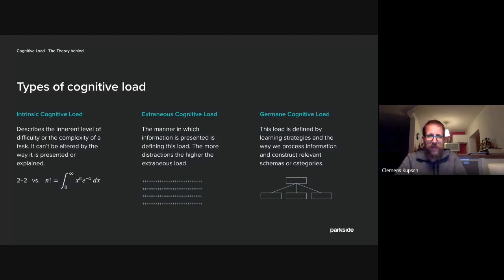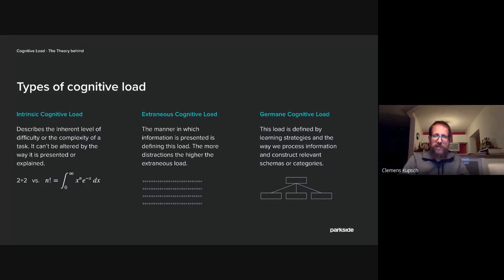The information might get split up into smaller pieces or packs, but in the end, what you store in your long-term memory is always the understanding of that intrinsic cognitive load. So if you want to understand or explain this complex equation, you cannot just get rid of a part of it. You need to keep the whole thing in your mind and you need to understand it. And that's meant by intrinsic load. So there's not much we can change about it.